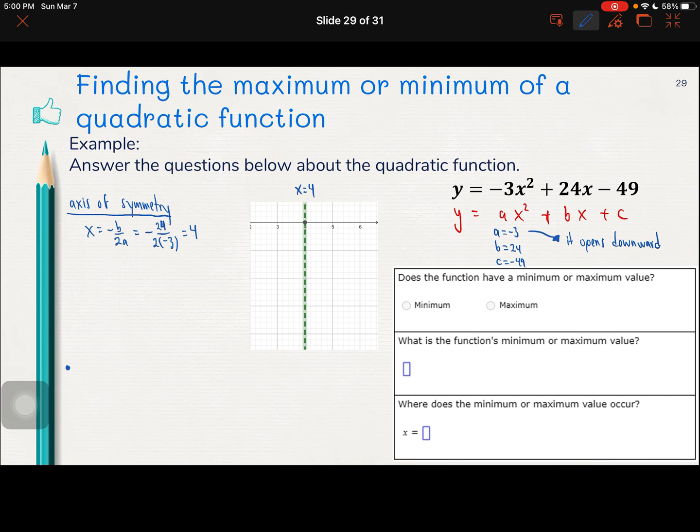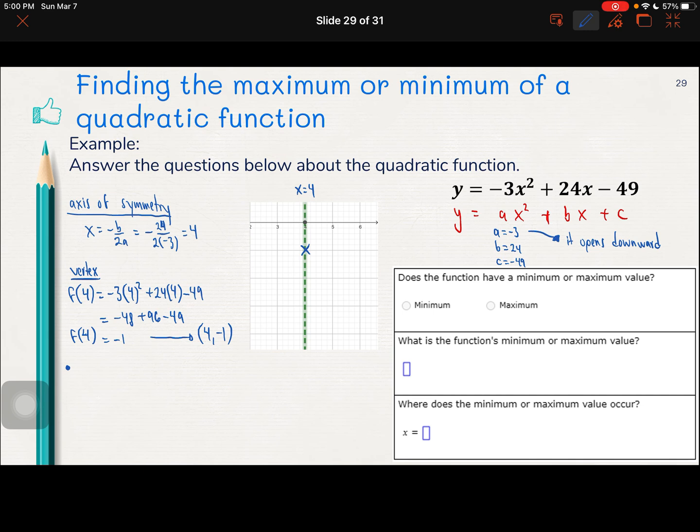And now I'm going to calculate the vertex. So the vertex is going to be the function evaluated at 4. So this is going to be minus 3 times 4 to the second power plus 24 times 4 minus 49. So this is going to be minus 48 plus 96 minus 49, and that is minus 1. The function evaluated at 4 is equal to minus 1, so the vertex is at 4 comma minus 1, that is here.